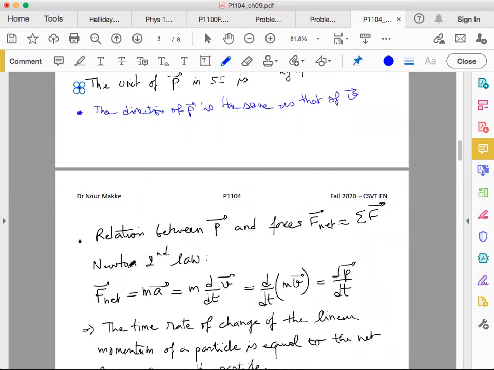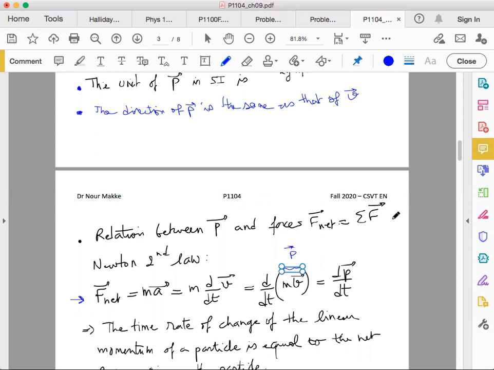So according to Newton's second law, we can always write that the net force, the total force exerted on a given system, is given by the mass multiplied by the acceleration. So in this case, let's take the case of a particle, simply. So F net is equal to ma, and since a is nothing else than the derivative of the velocity with respect to time, then we can write this expression as the derivative with respect to time of mv, as we have seen previously. And according to our new definition, this mv is nothing else than the linear momentum.